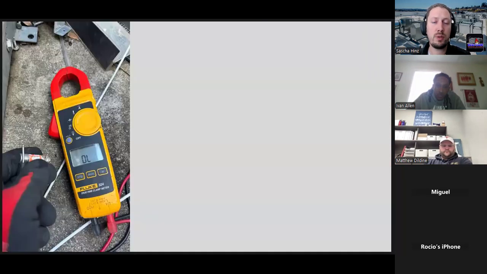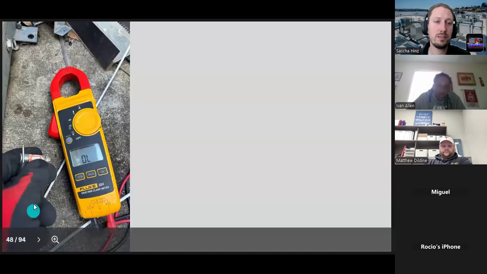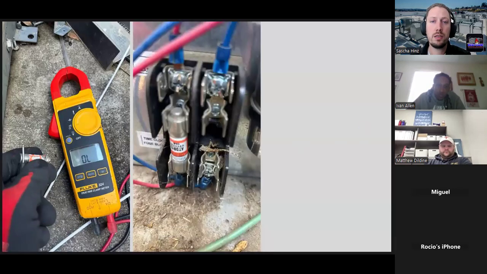This is another example of an open line where we had a bad fuse. This is with the power off. Here you have your equipment set to resistance. You're measuring the fuse, it's reading open line. As you can see, this was our culprit.